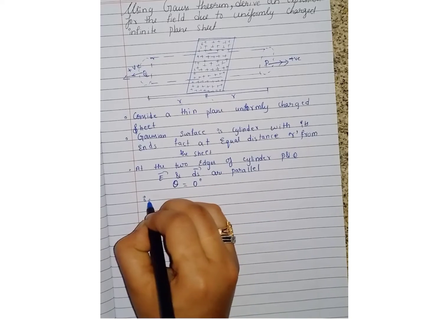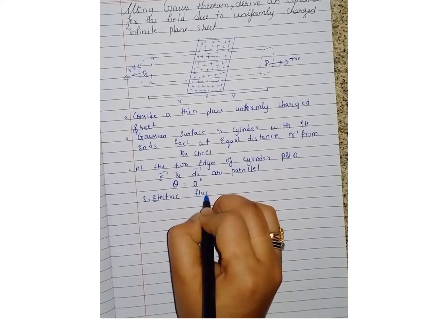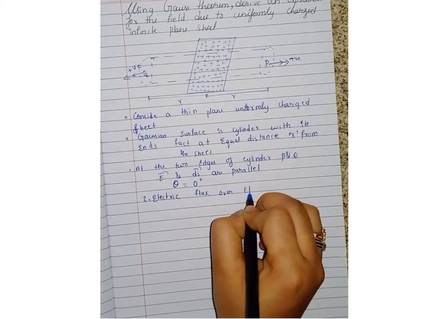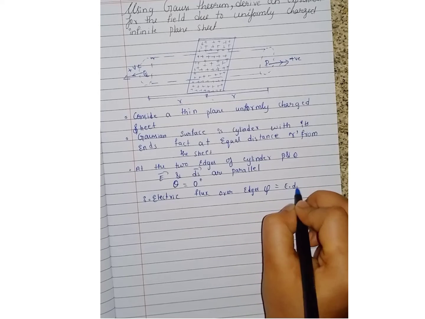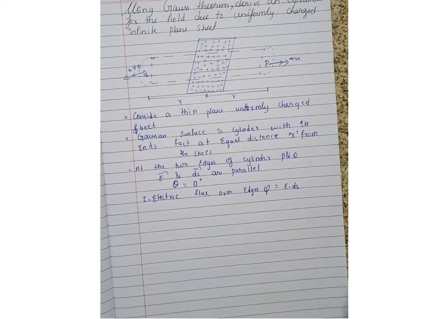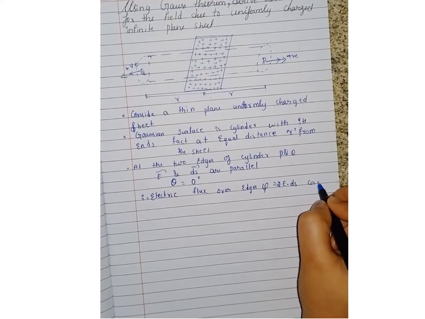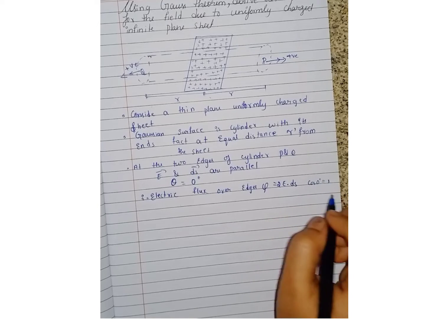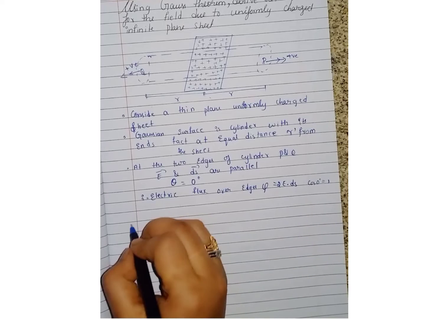And electric flux over the edges is equal, phi is equal to E dot ds. Electric flux over the two edges, so 2 E ds. And we know that cos 0 degree is 1, E ds cos theta, so cos 0 is 1. So 2 E ds. This is the first one we are considering.